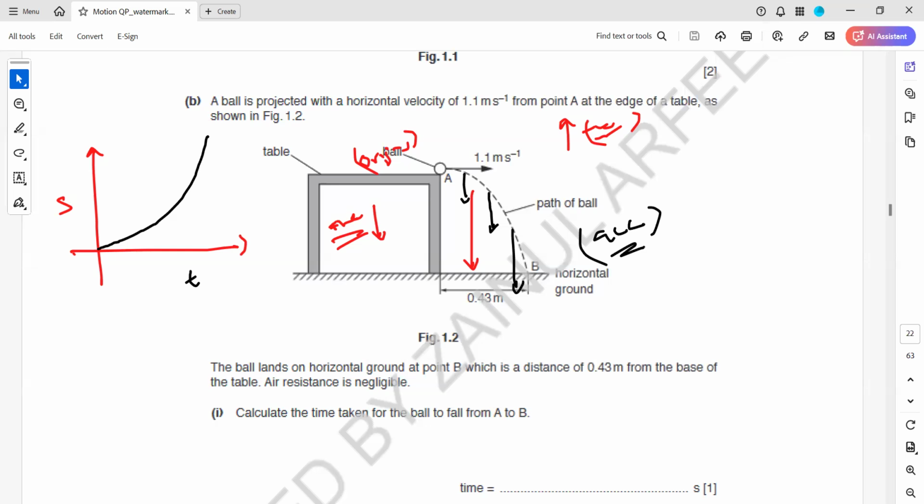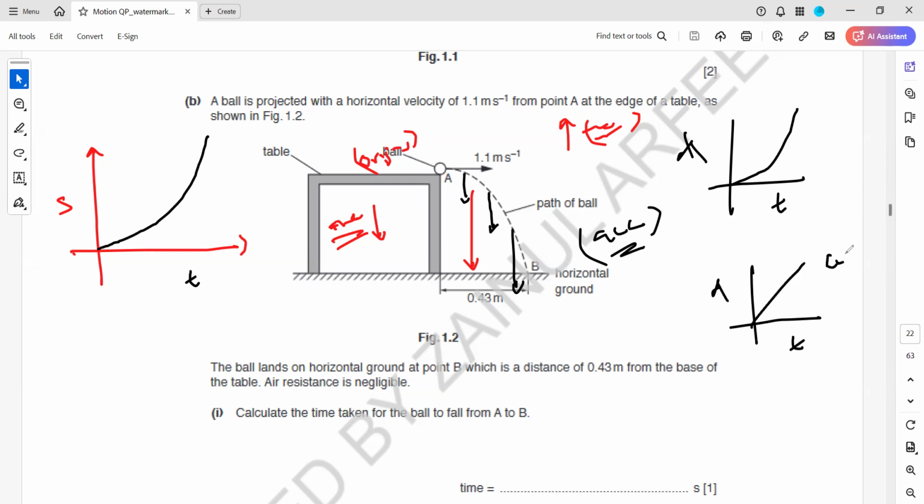For a displacement time graph, whenever you show an acceleration, remember one thing: when we show that an object is accelerating, it is always a curve. If we draw a straight line for a displacement time graph, it means it's a constant speed or constant velocity, which shows that the object is not accelerating. It is moving at a constant speed.